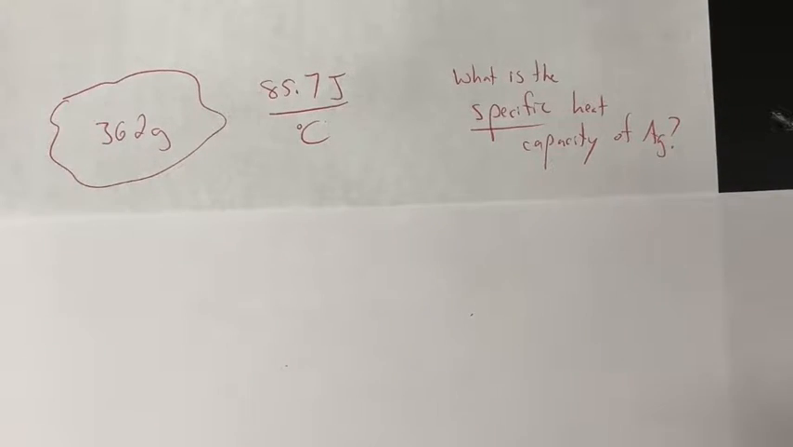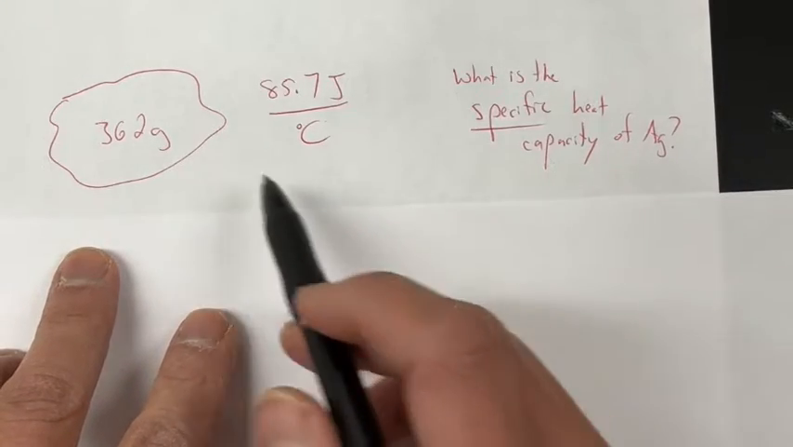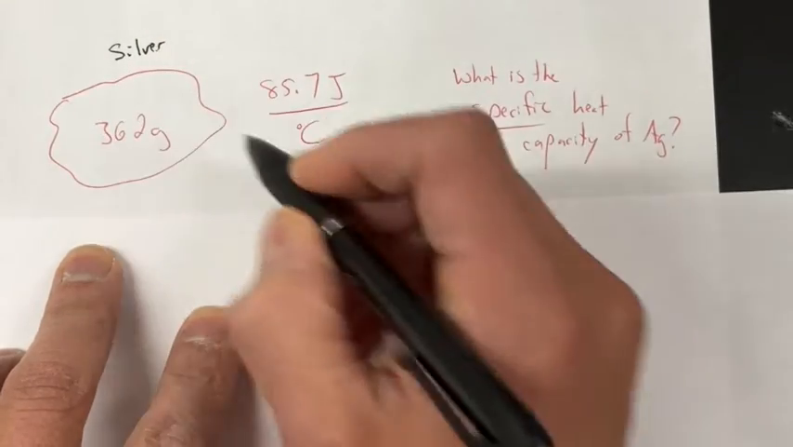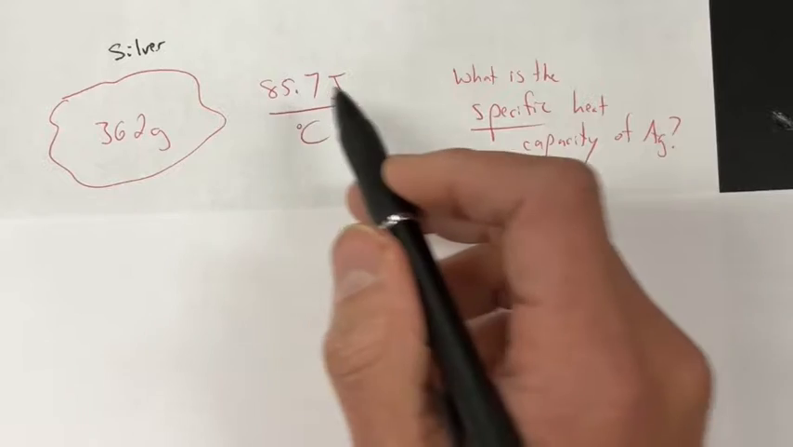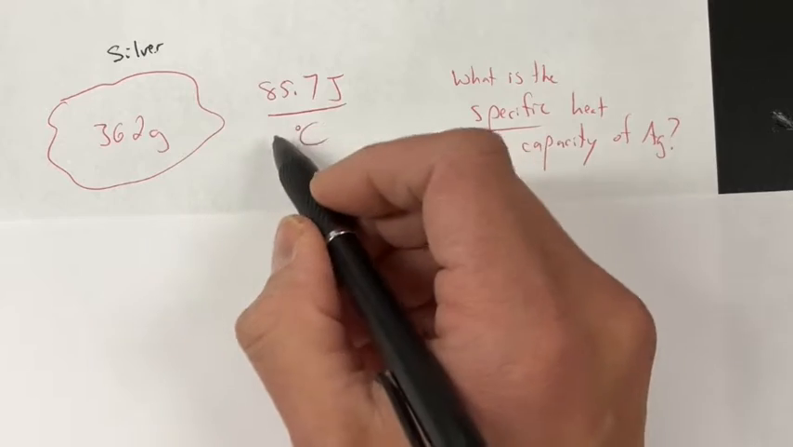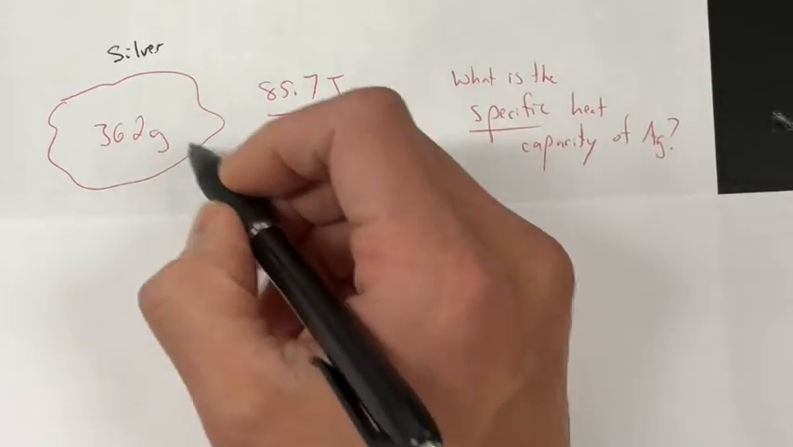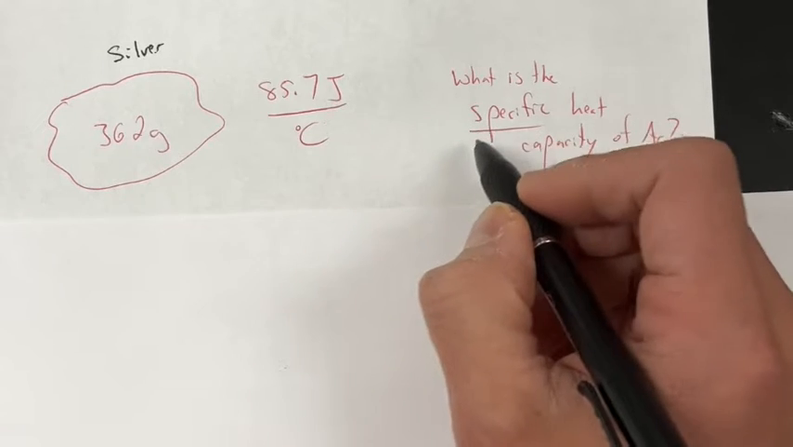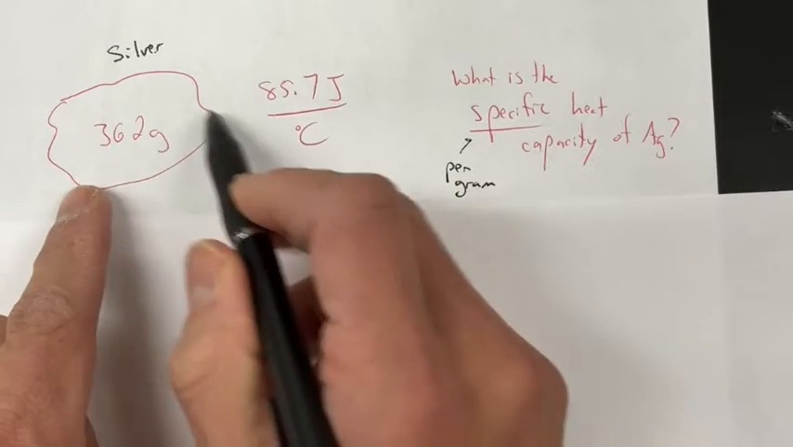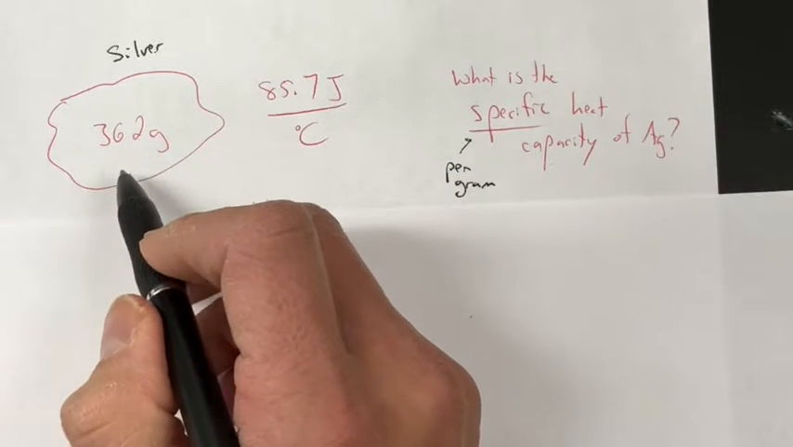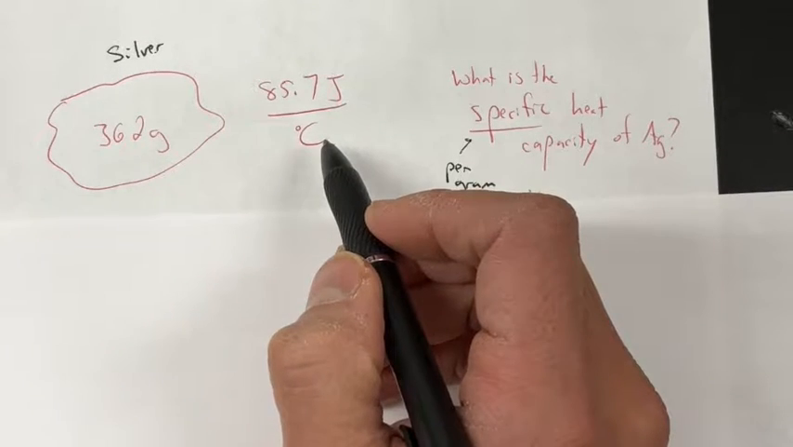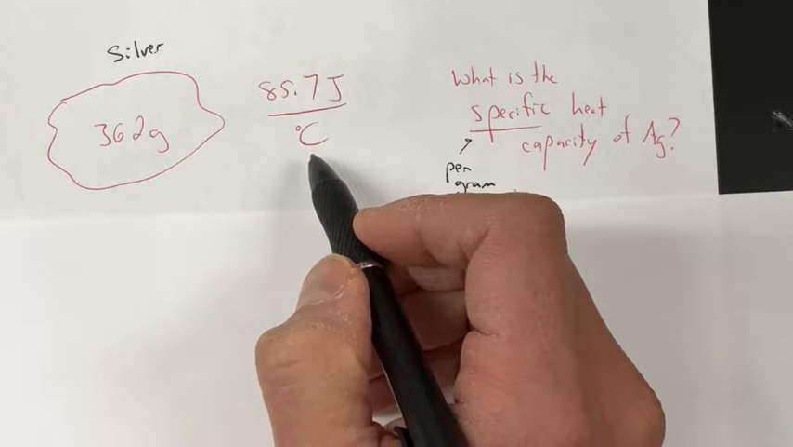So let's take a look at question 4 on page 6. What if I have a piece of silver? So this is silver, 362 grams, and it's 85.7 joules to heat it up by 1 degree Celsius. Okay, so this is not specific heat capacity, because specific is per gram. It just gives me the heat capacity. It says, well, 362 grams of silver, and I want to heat it up totally by 1 degree Celsius.